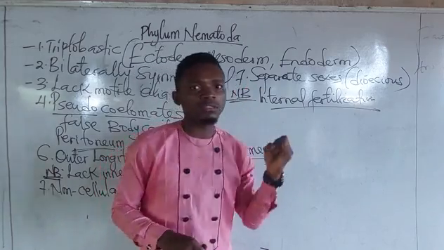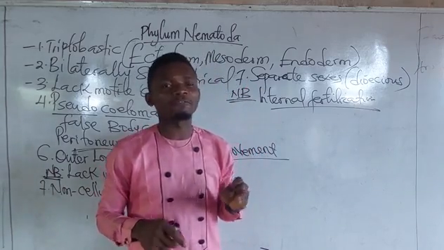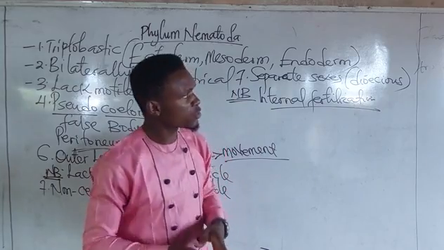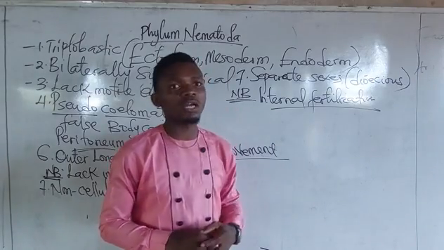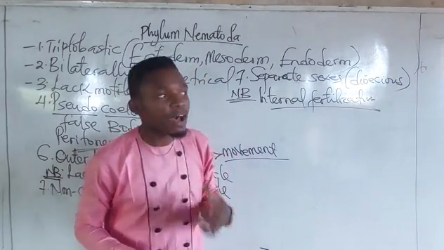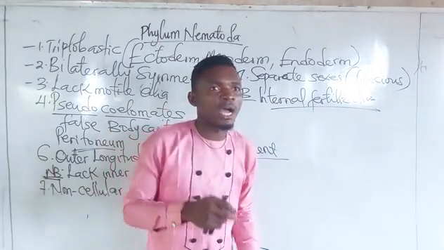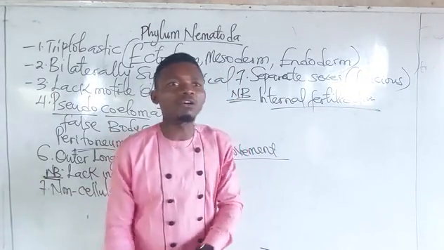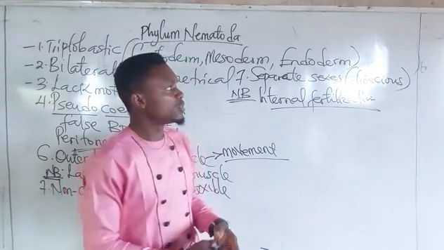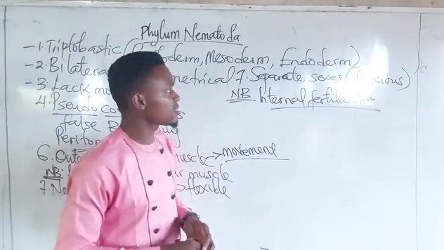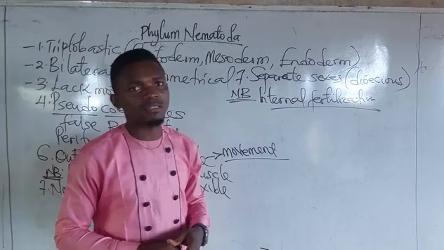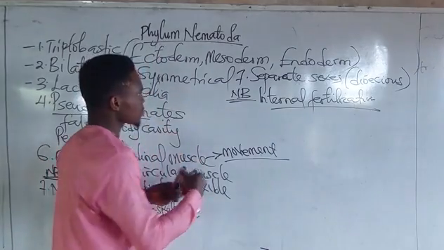When the male testes and the female ovary are found in the same organism, such organism is what? Monoecious. Alright? But when the male testis is found in the male organism, and the female ovary is found in the female organism, such organism is what? Dioecious. Separate what? Sexes. And fertilization is what? Internal. Take note of that.